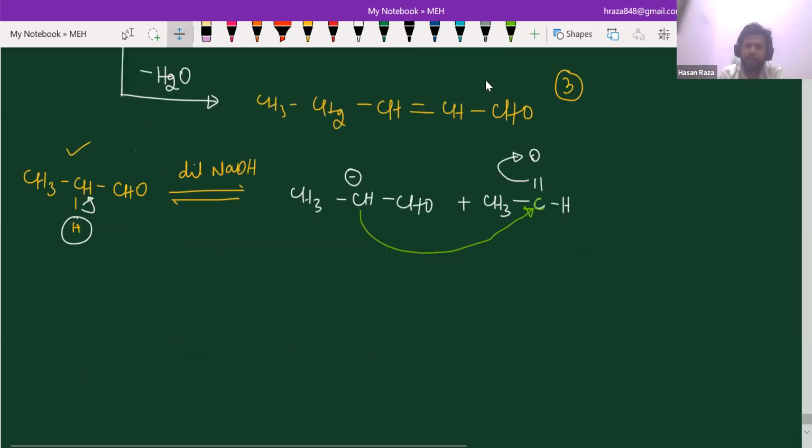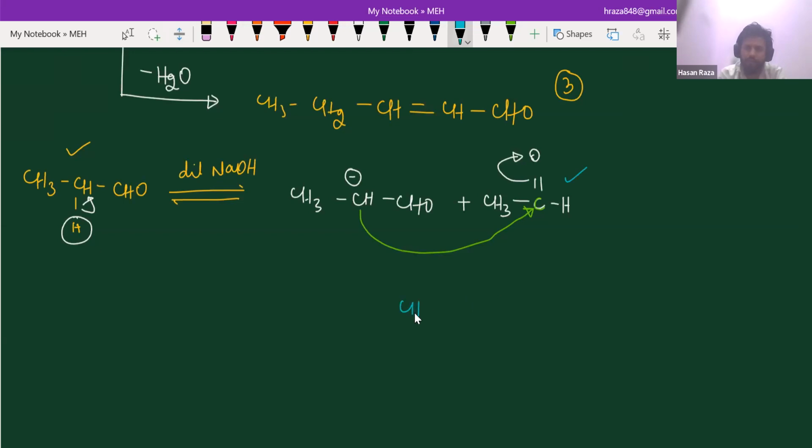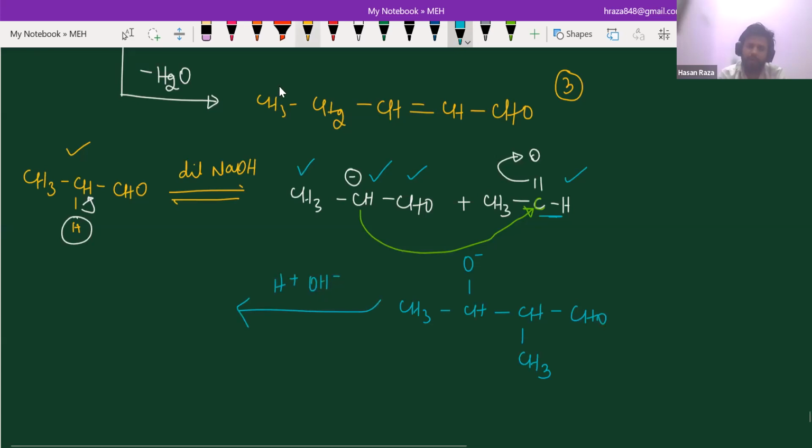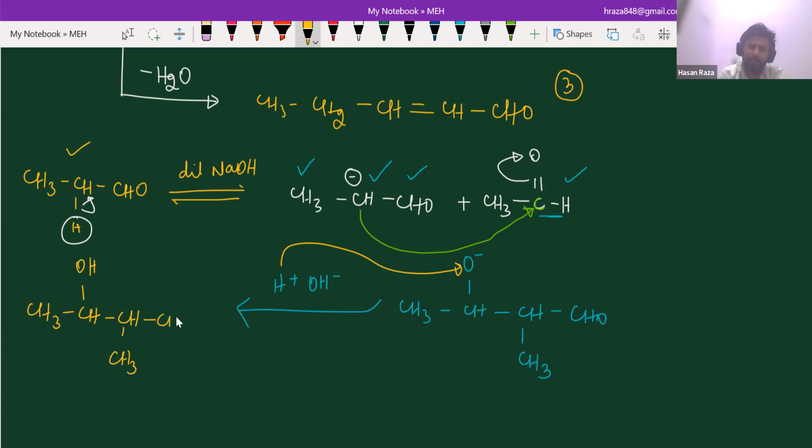So as you can see, I'm going to write this part first. There will be CH3 and then CH and then you can see O negative. Also, this CH is attacking on this CH. So there will be CH and on the right hand side, there is CHO. And on the left hand side, this is CH3. And there will be H plus OH again. This H plus will be attacking on oxygen. You will get CH3CH, then OH, then CH, then CH3 and then CHO.